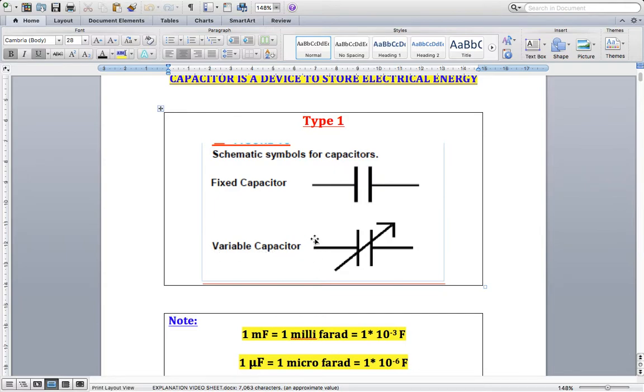When it comes to the variable capacitor, it will have a range of values. For example, its value of capacitance will be in the range from 10 to 20 millifarad, or 20 to 30 millifarad, or 40 to 50 millifarad. The symbol of a variable capacitor will be like this, the one with the arrow, which means it will vary up to a limit. So this is the type 1 question.